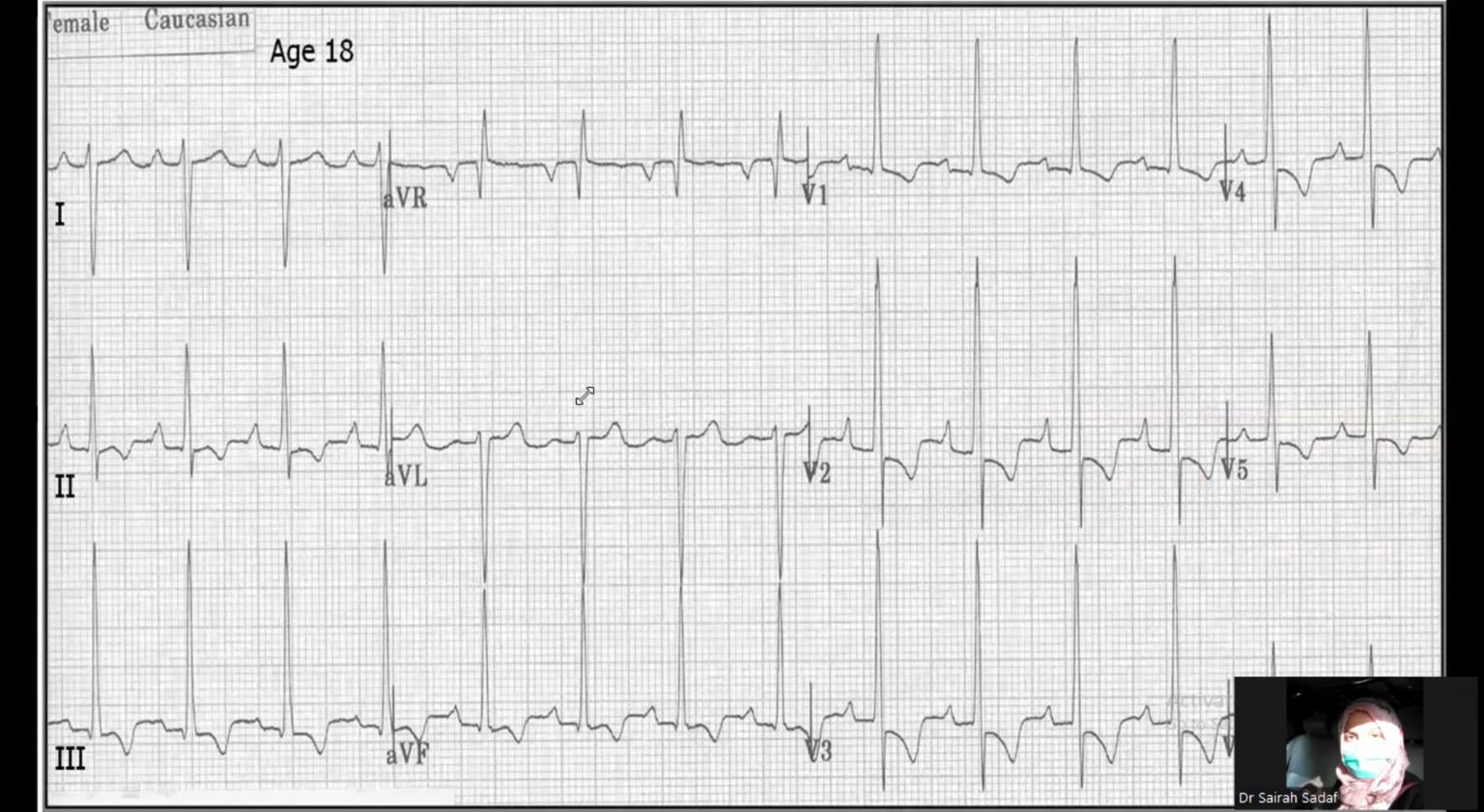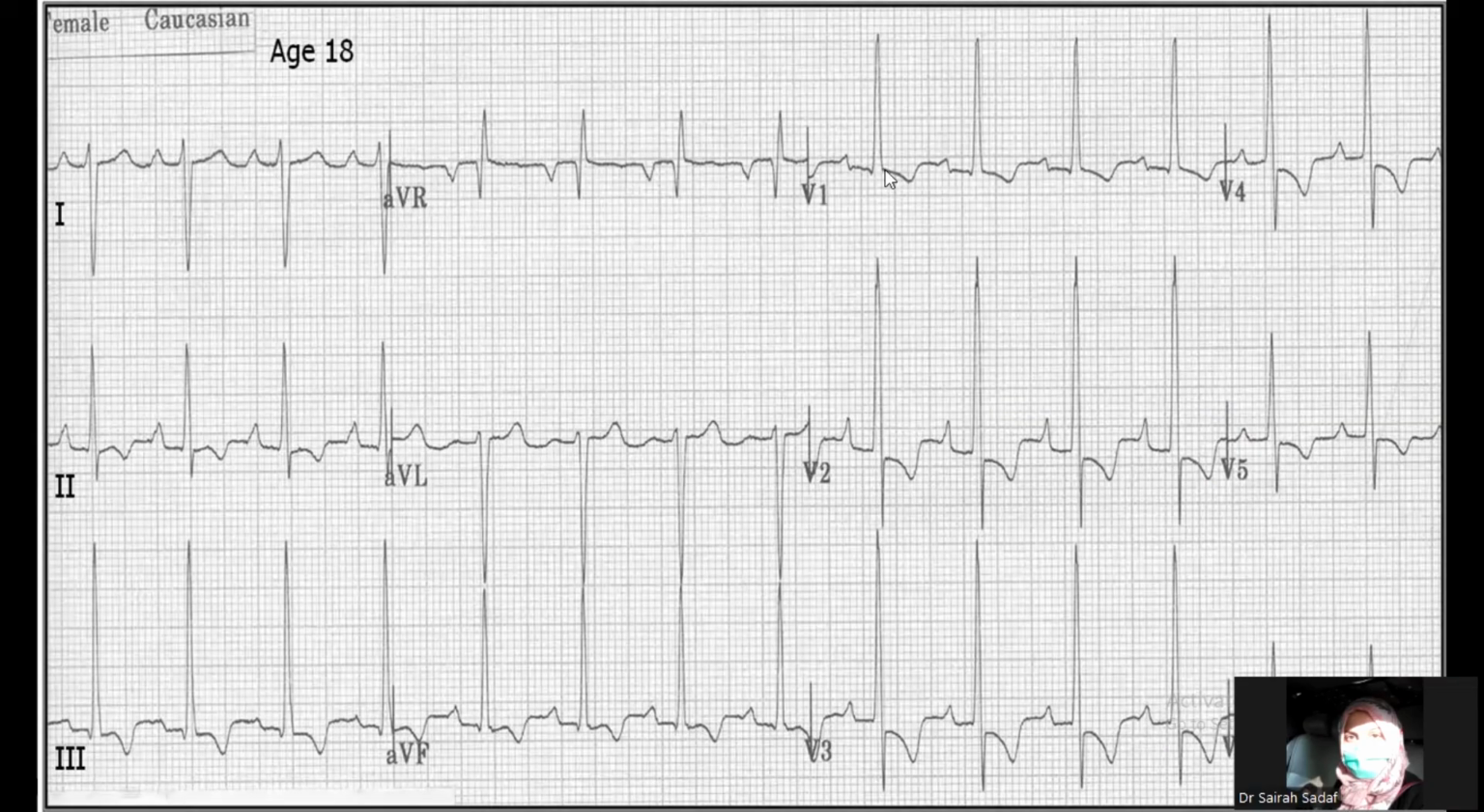So now tell me, what is this? Because we are talking about LVH or RVH, look in the leads V1 and V6. Just leave the axis deviation for now. Just look in leads V1 and V6. So this is V1, this is V6.